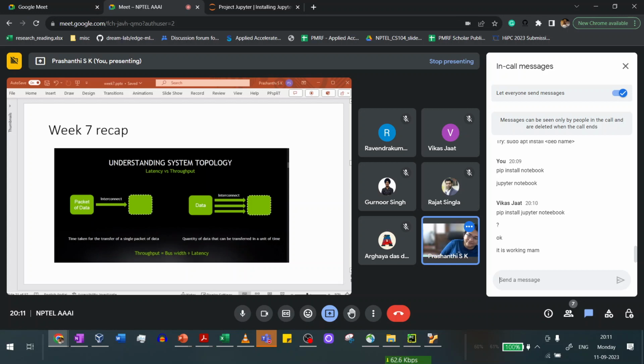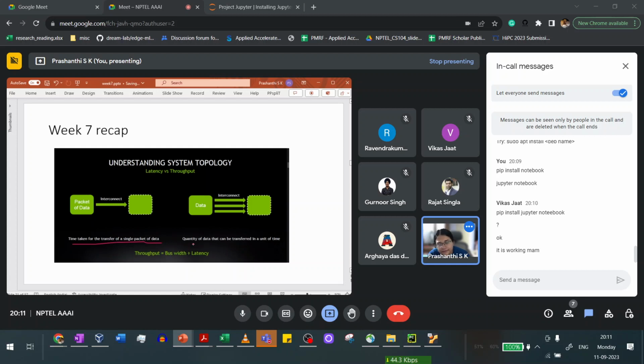So, yeah. Okay, so as I was saying, there was this example of a bus and a car, and we compared them in terms of how long it takes to transport a set of people and how many people it can transport at the same time, right? So one of these is throughput, the other is latency. So here also you can look at this. These are the official definitions. Time taken for the transfer of a single packet of data, that's latency. Quantity of data that can be transferred in a unit of time, that's throughput.